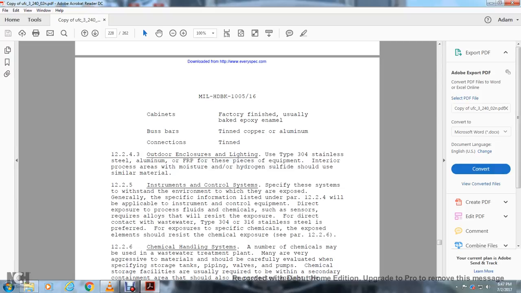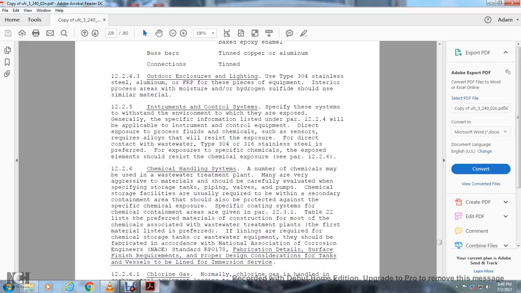Instruments and control systems. Specify that these systems withstand the environment to which they will be exposed. Generally, specific information is listed under paragraph 12.2.4 and will be applicable to instrument and control equipment. For direct exposure to the process fluid and chemicals, such as sensors, alloys are required to resist direct contact with wastewater. Type 304 and 316 stainless steel is preferred. For exposure to specific chemicals, the exposed element should resist the chemical exposure. See paragraph 12.2.6.